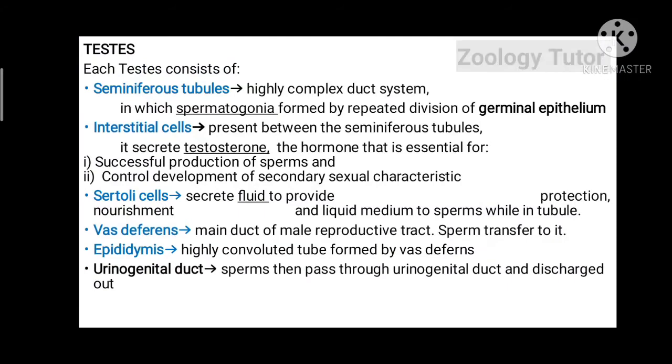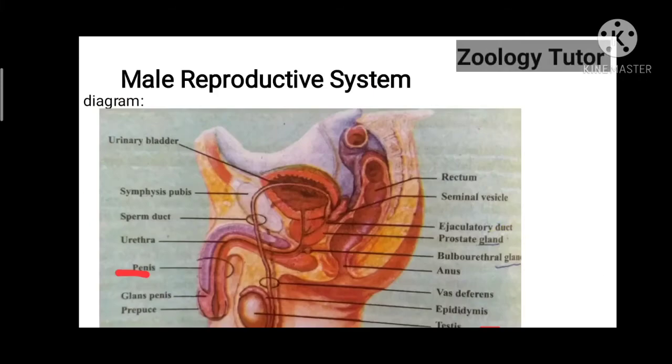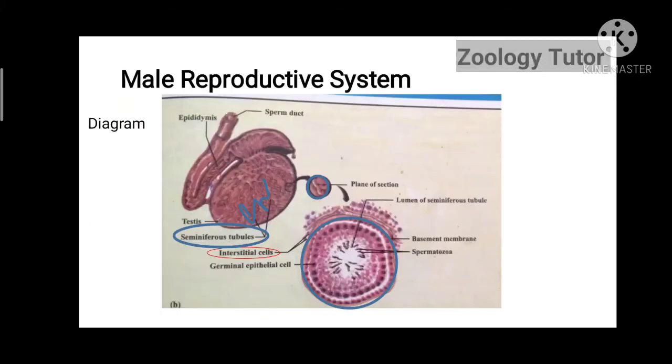These are present between the seminiferous tubules and they secrete testosterone, that is the hormone that is essential for two main functions. Number one, for the successful production of sperms, and number two, to control the development of secondary sexual characteristics in males. You know the secondary sexual characteristics in males, like as we have male voice change and hair growth, etc.